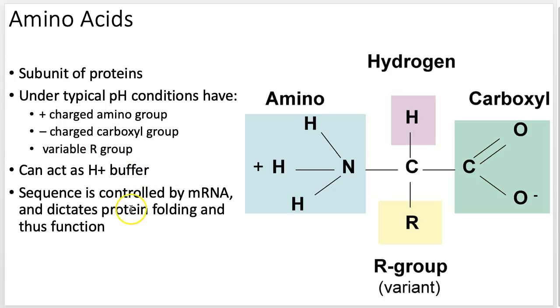Something to keep in mind, I'm going to bring this up a lot, so you're going to keep seeing this: the sequence of amino acids is controlled by the messenger RNA codons, and the messenger RNA codons are dictated by the DNA codons. So we make messenger RNA from DNA, and we make our protein amino acid order from the messenger RNA, and the order of those amino acids determines the protein folding, and the protein folding determines the function. And so therefore DNA determines function, okay? But with a lot of intermediate steps.